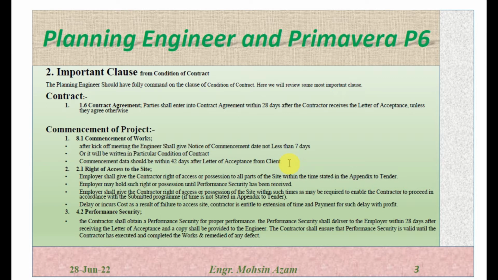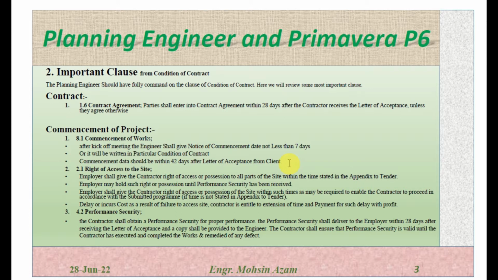So the client cannot delay giving notice. The client has to give notice to the contractor within 42 days of the letter of acceptance to execute the work. For the commencement, the engineer should give the notice to the contractor to start the execution of work within, but not less than, 7 days. So the notice should be not less than 7 days and not exceeding 42 days after the letter of acceptance. The 7 days is after the kick-off meeting and the 42 days is after the letter of acceptance.